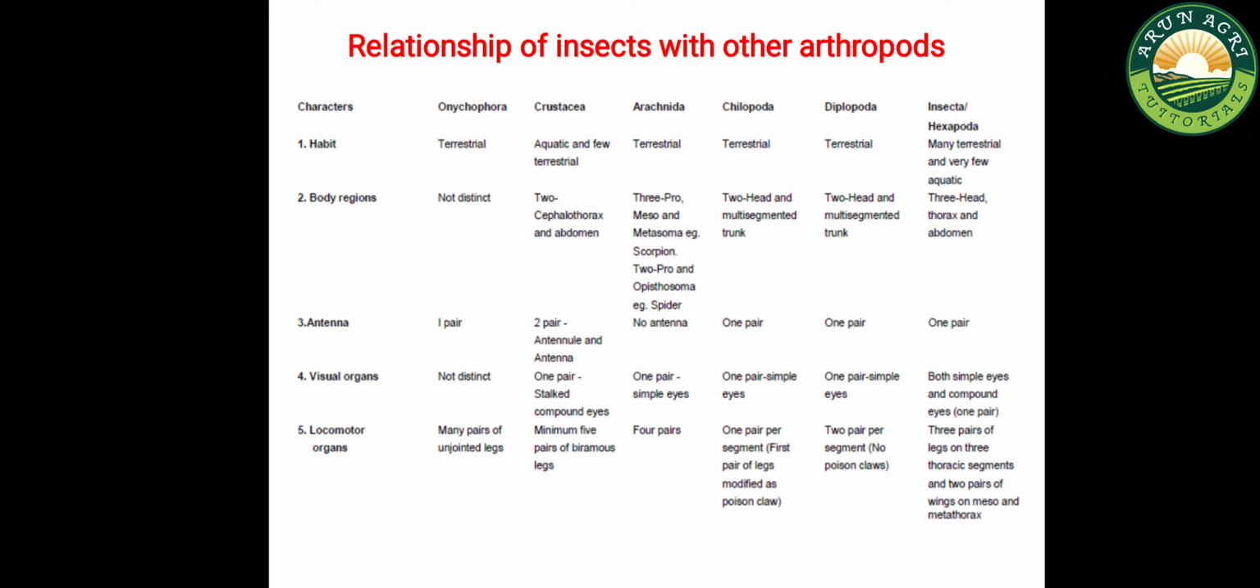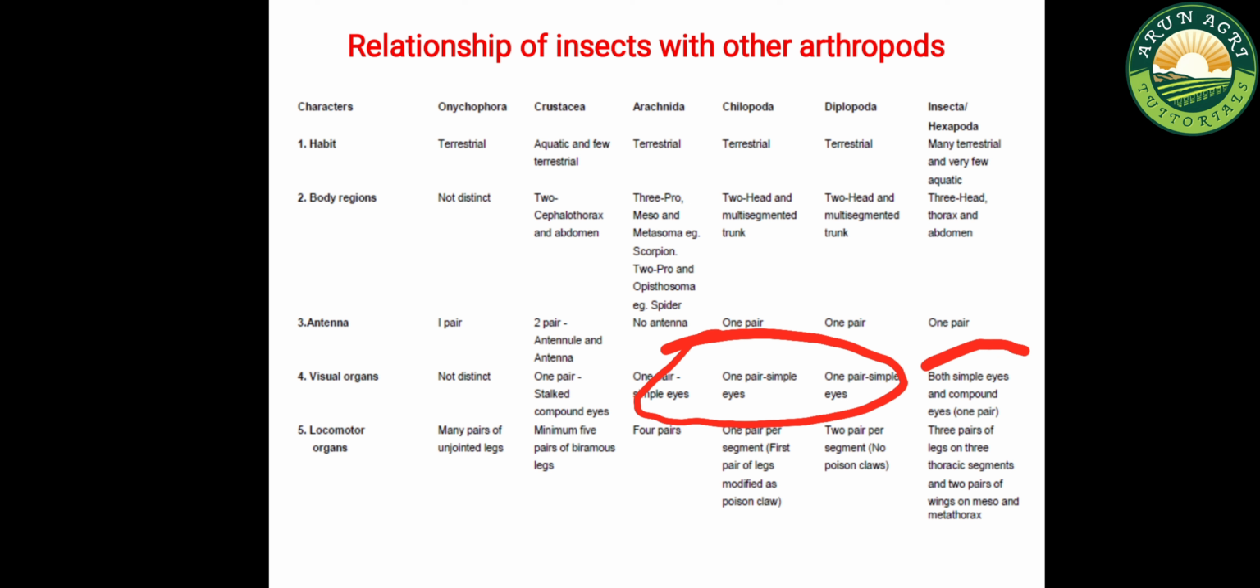Okay. So with respect to the visual organs, it is not distinct in case of onychophora. In the other organisms you can see only simple eyes. In case of crustacea, one pair of stalked compound eyes will be present, and in case of arachnida, Chilopoda, Diplopoda, there will be only one pair of simple eyes. But the insect is the only invertebrate to have both simple eyes and compound eyes.